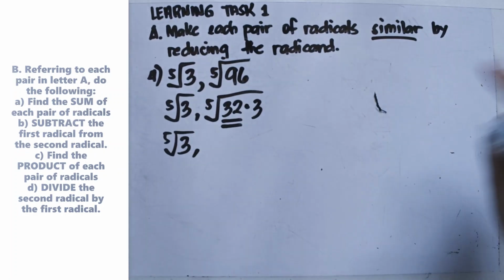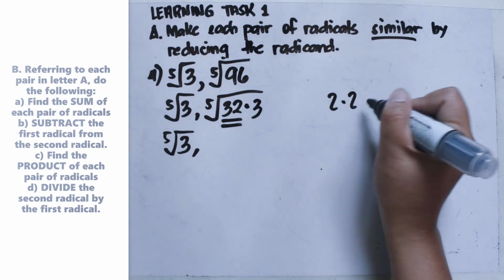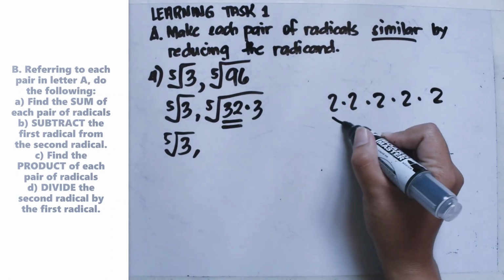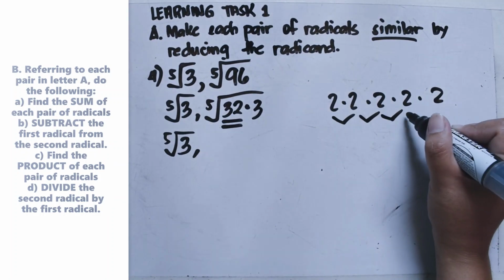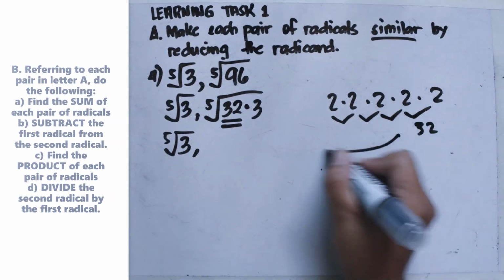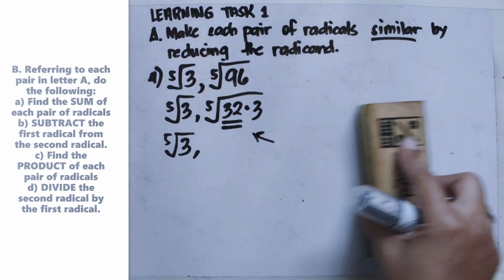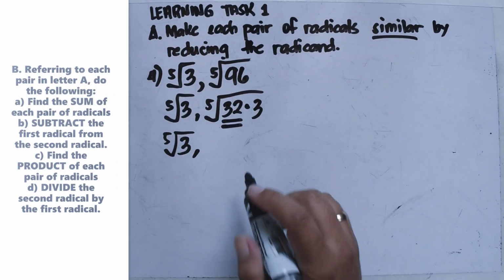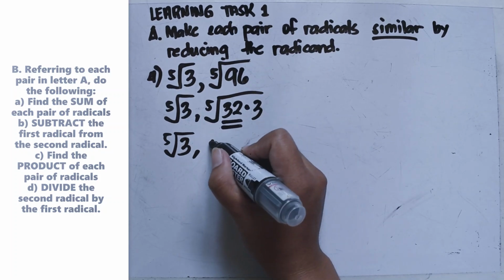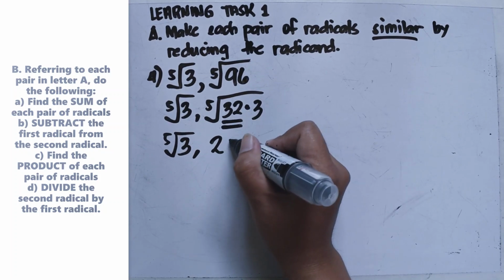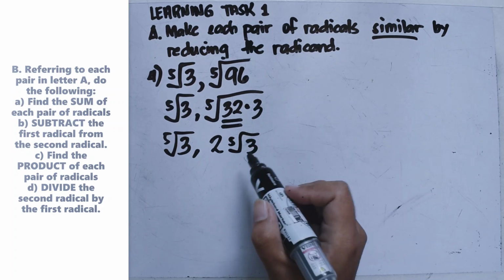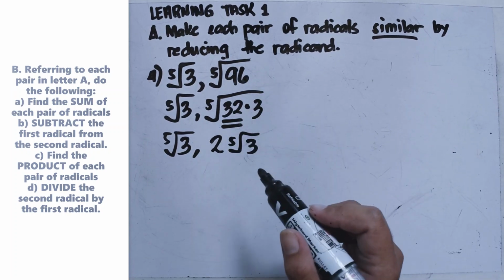So, ibig sabihin, mas maliit. So, ibig sabihin, kay 2 tayo. So, we have 2 times 2 times 2 times 2 times 2. Try natin, 2 times 2, 4, times 2, 8, times 2, 16, times 2, we have 32. Therefore, si 2 yung hinahanap nating root ni 32. So, therefore, fifth root of 32 is 2. Tama? And then, matitira si 3 sa loob. So, just copy fifth root of 3. So, eto na po yung maliit na version ni fifth root of 96.